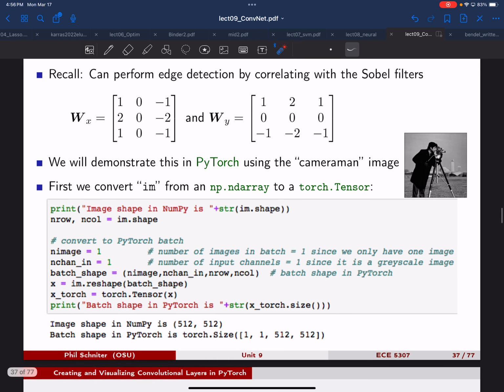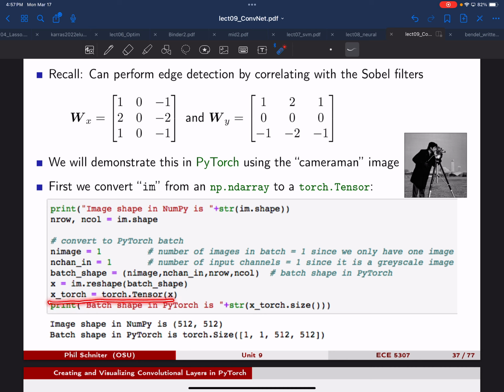So the first thing we need to do is convert that to the right shape to work with PyTorch. And remember, with PyTorch, we need a four-way tensor where the first dimension is the number of images in the batch. Second is however many channels we have, and then how many rows in our image, how many columns in our image. Since we're just working with a single image, the number of images in our batch will be 1. And since this is a grayscale image, the number of channels on the input will also be 1. So we create this batch shape, which is just a tuple of 4 integers, 1, 1, and whatever, I guess 256 by 256. And we just do im.reshape into that batch shape. And this is just in NumPy. This is not yet in PyTorch.